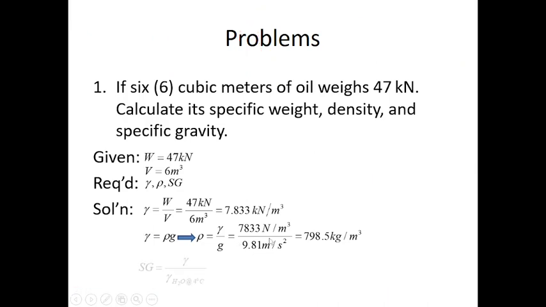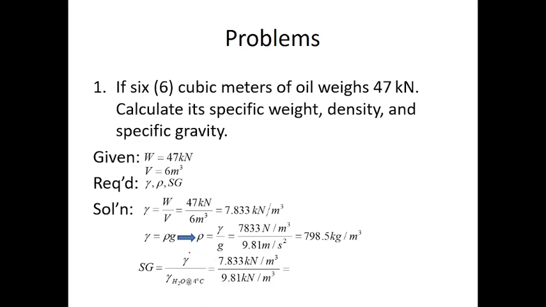Okay, we proceed. Find the specific gravity now. This is the formula for the specific gravity, which I have discussed previously. In finding the specific gravity of this substance, I can get the ratio of gamma of oil, the specific weight of the substance, over gamma of water at 4 degrees Celsius. This is our reference specific weight.